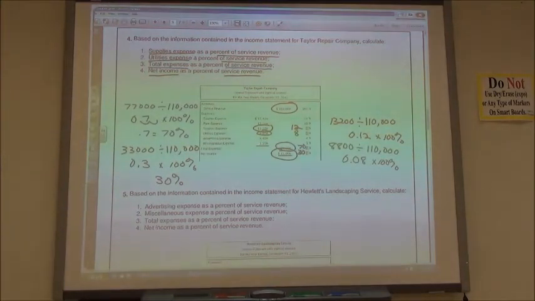And so we got 12% for the supplies expense as a percent of the service revenue, 8% for the utilities expense as a percent of the service revenue, 70% for the total expenses as a percent of the service revenue, and then 30% for the net income as a percent of the service revenue.